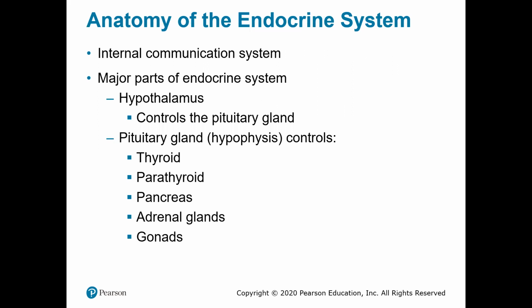So let's start by looking at the anatomy of the endocrine system on textbook page 537. As mentioned there in that introduction, our endocrine system is an internal communication system. The major parts of the endocrine system include the hypothalamus, which controls the pituitary gland, and the pituitary gland itself, which is also called the hypophysis. It controls the thyroid, parathyroid, pancreas, adrenal glands, and the gonads.